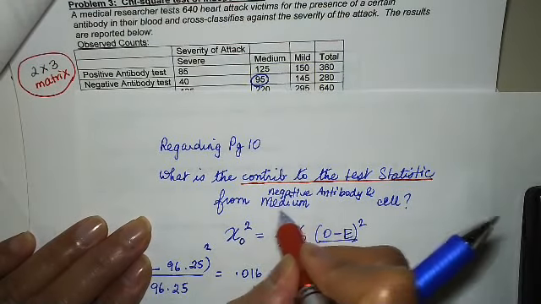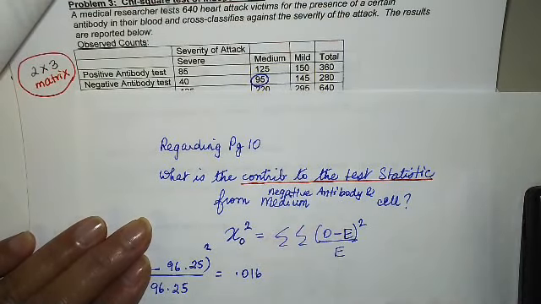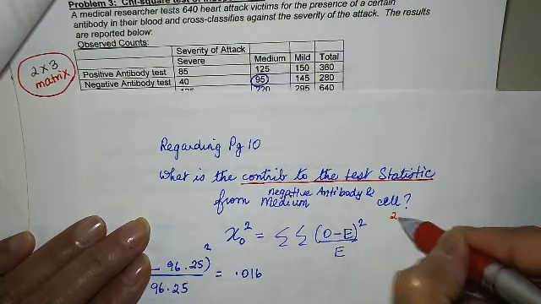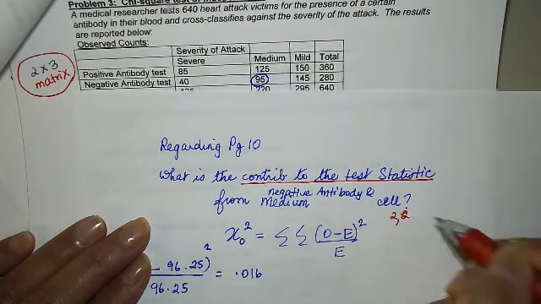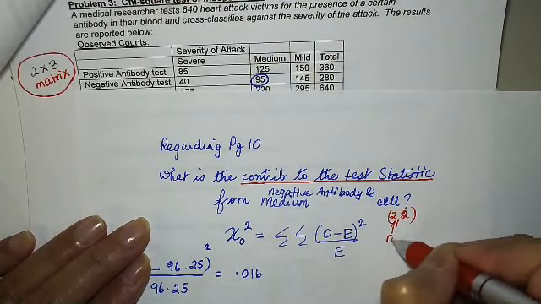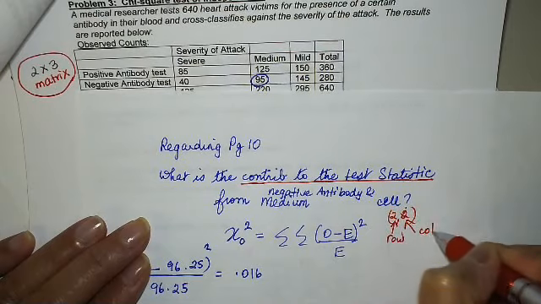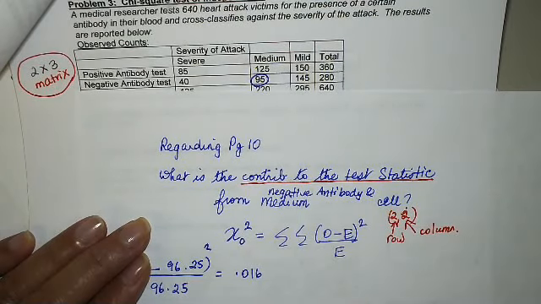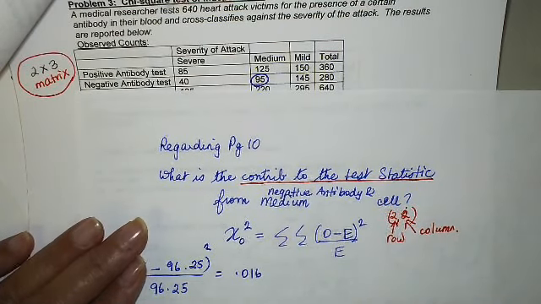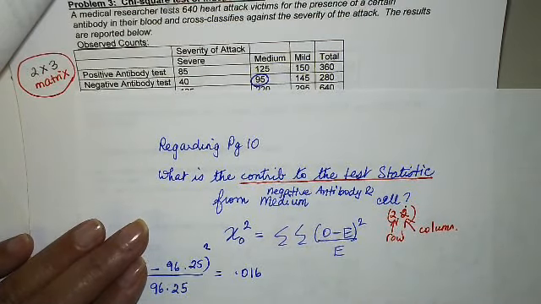Do you have any questions regarding this one? Yeah. So is there something that's called, like, a definition for the 0.016? No, it's going to say what is the contribution to the test statistic from this particular cell. Okay. So what is the contribution to the test statistic from this particular cell, negative and medium? Right? So cell 2, 2, second row, second column.